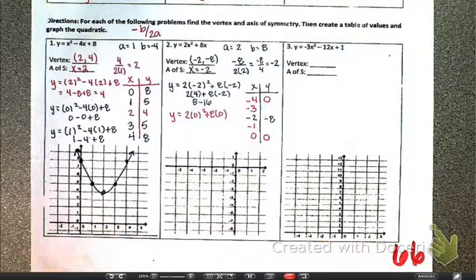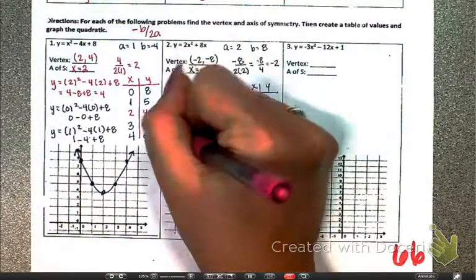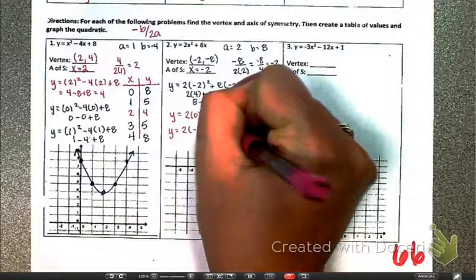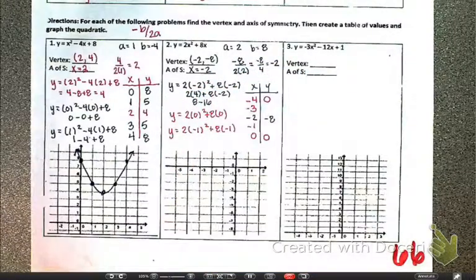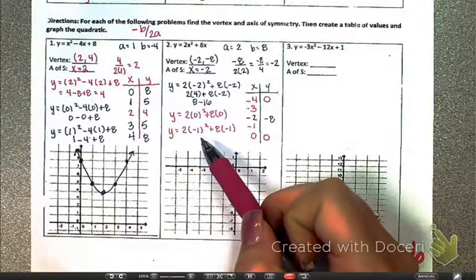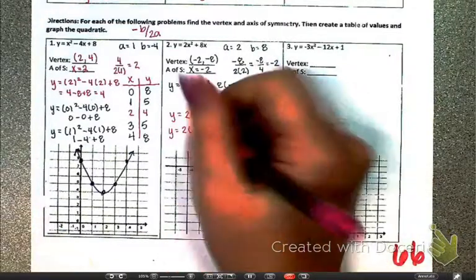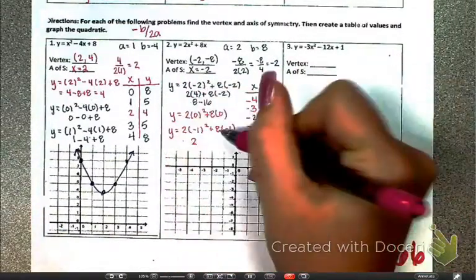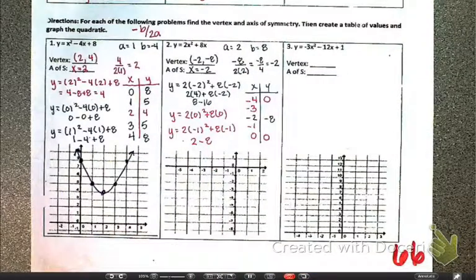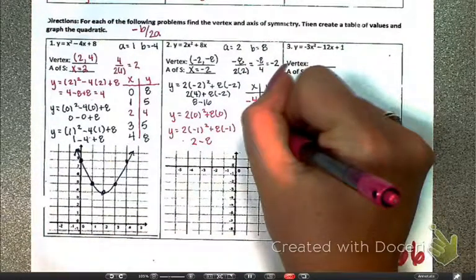What other number do we want to do? Negative 1? Okay. 2 times negative 1 squared plus 8 times negative 1. Negative 1 squared? 1. 2 times 1? 2. 8 times negative 1? 2 minus 8. Negative 6.